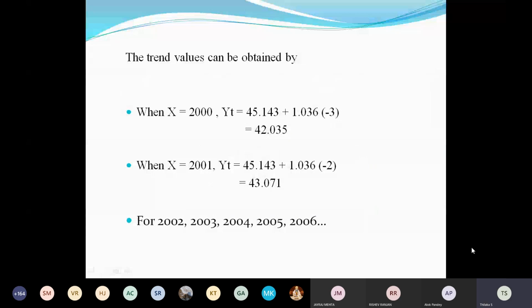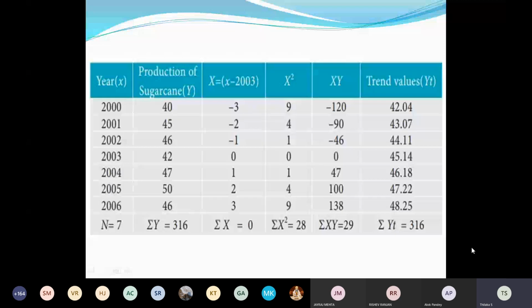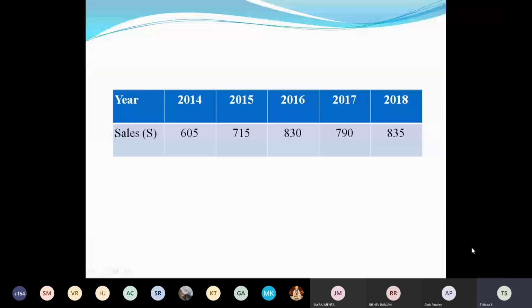You have to calculate the trend values for the given years, and then go for the tabular column which shows the trend values which you calculated. You have to add this column after the product of xy and go for the graphs. Okay, is it clear, guys? So this is the procedure to do the problem under the time series under the method of least squares.